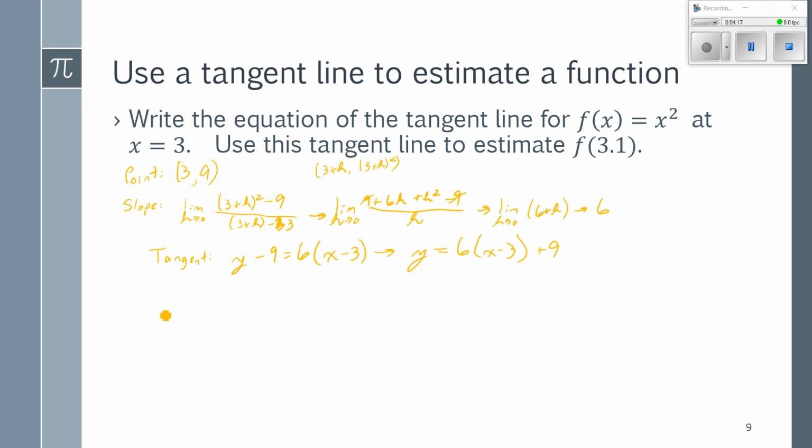So then to estimate f of 3.1, I just plug 3.1 in for x in my tangent line. So I'm going to have 6 times 3.1 minus 3 plus 9. Well, 3.1 minus 3 is 0.1 times 6 is 0.6. So this is 9.6. If I actually wanted to find f of 3.1 exactly, well, that's 3.1 squared. So 3.1 times 3.1, which is 9.61. So my estimate is actually pretty good using the tangent line.